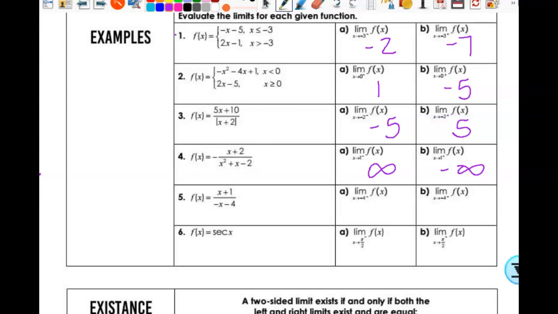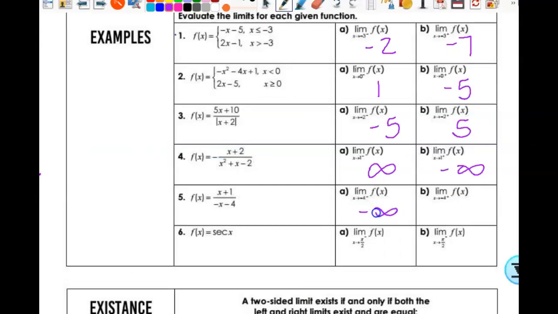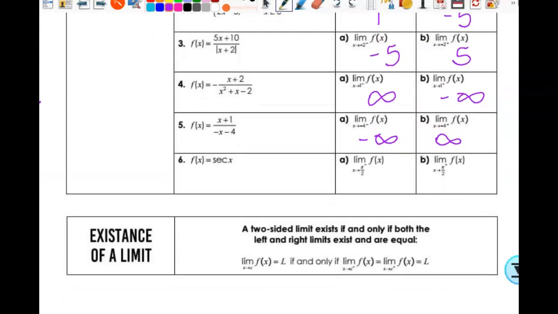Alrighty. And then as x approaches negative 4 from the left and right. Okay, so negative 4 is right here. As I approach negative 4 from the left, I'm going to where? Negative infinity. As I approach negative 4 from the right, positive infinity. Negative infinity, infinity.